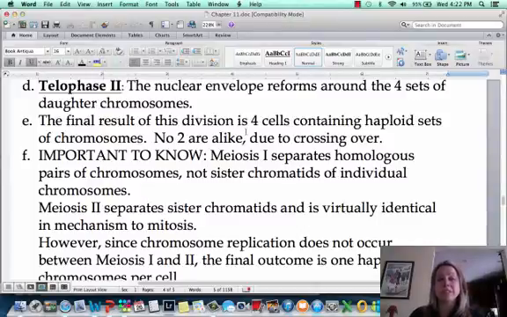However, a couple of differences. No two cells at the end are going to be alike due to that crossing over and independent assortment. And we'll get into this other stuff in the next video, but I just wanted to show you the phases of how that goes through.